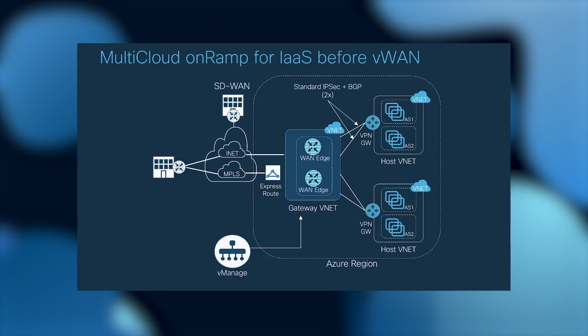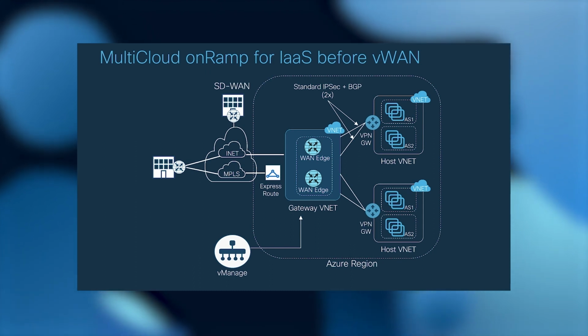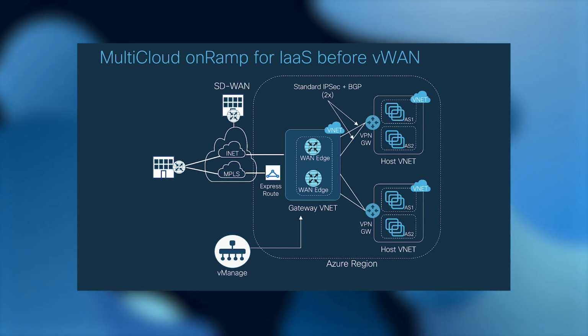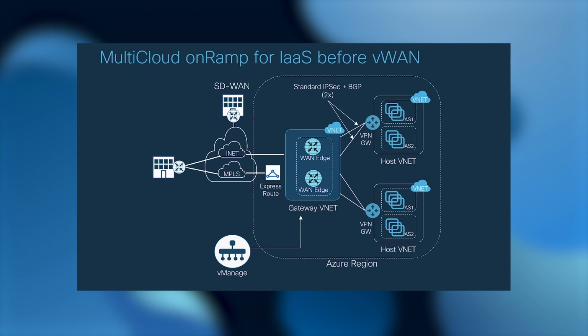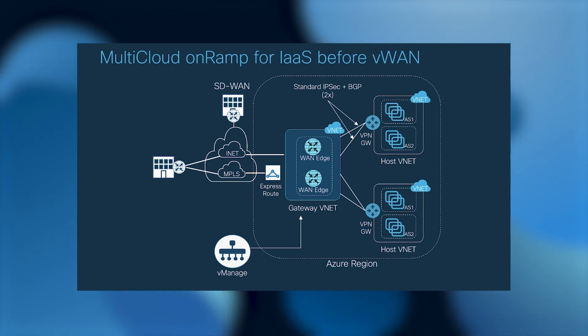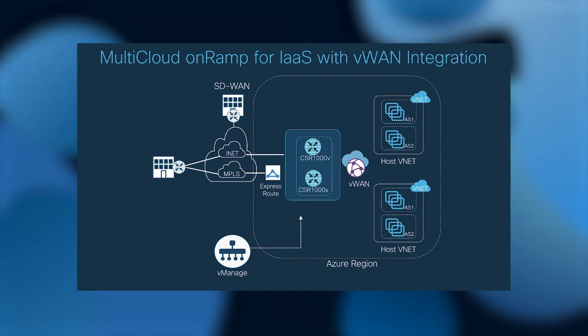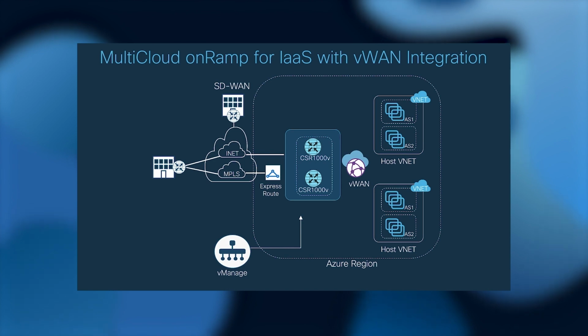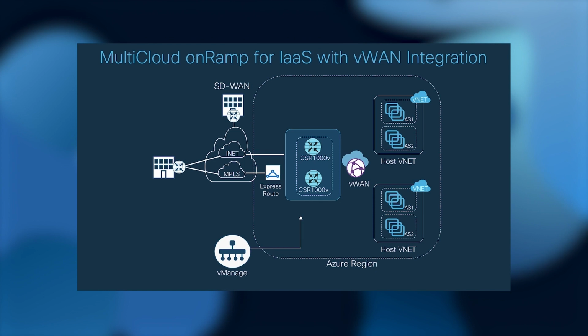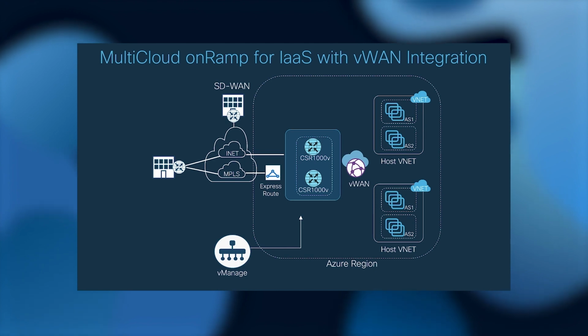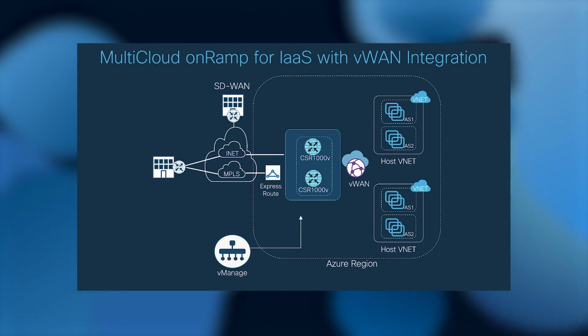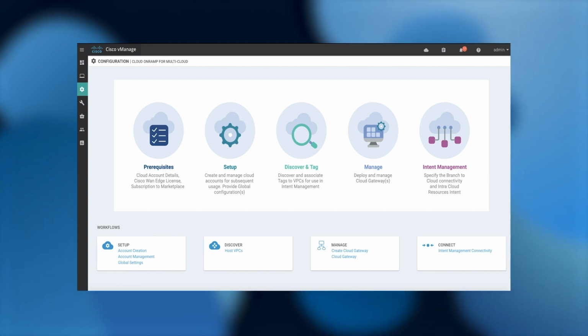Before the Cisco SD-WAN and Azure vWAN integration, the solution used a gateway VNet in the middle with two CSRs connected to host VNets via standard IPsec tunnels. We used BGP on top of it and OMP to BGP redistribution. The new Cloud On-Ramp for IaaS vWAN integration dramatically simplifies the network design, introducing two CSRs in the middle, connecting directly to vWAN and providing connectivity between the SD-WAN network on the left side and the host VNets cloud infrastructure on the right side. This is how the whole workflow looks in vManage.